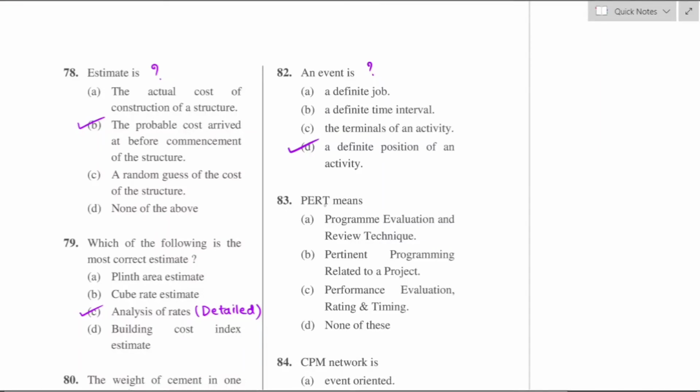Question number 83. PERT means program evaluation and review technique. This technique is used when the duration of activity is not known with certainty, to estimate the probability that the project will be completed by a given deadline. Option A is the right answer. PERT means program evaluation and review technique.